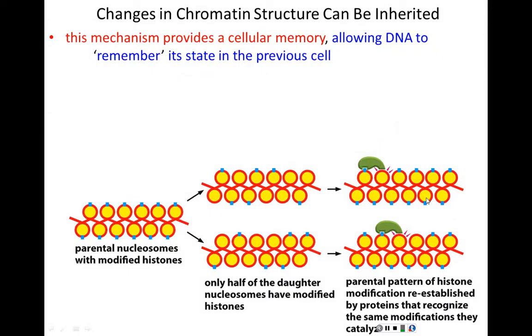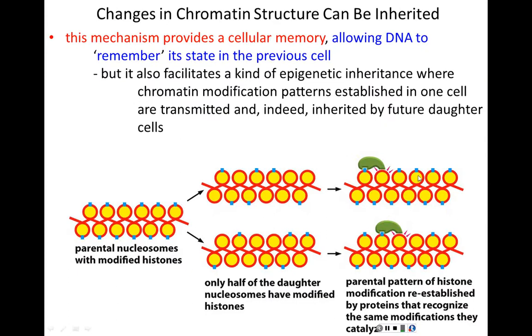This mechanism is used to provide a type of cellular memory, allowing the DNA to remember its state in the previous cell. Remember, this code means something. It means transcribe me, or it means don't transcribe me. It means put more histones here, or it means silence me, form me into heterochromatin, form me into euchromatin. Whatever the signal is, was important in this cell. And you want that signal to be transmitted and inherited by the new daughter cell. If this DNA was meant to be silenced, it should be silenced here as well. So this is a type of cellular memory, allowing the DNA to remember its own state.